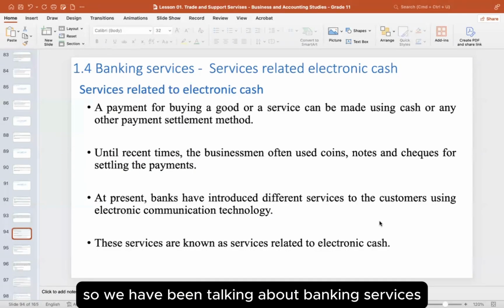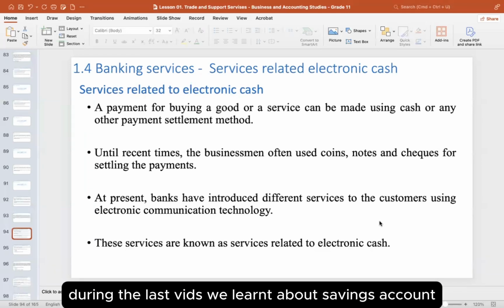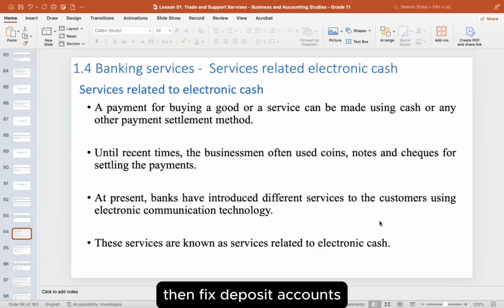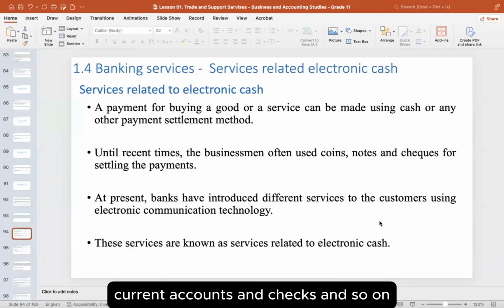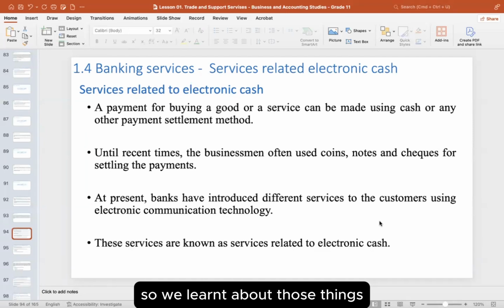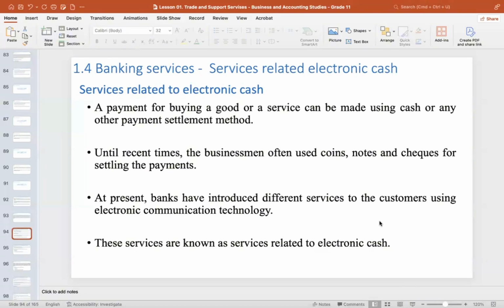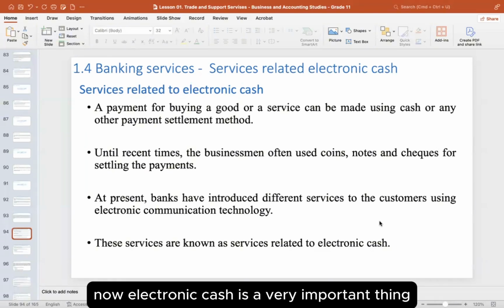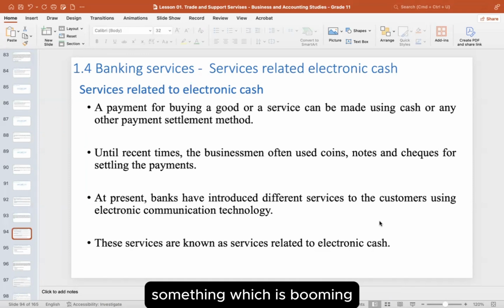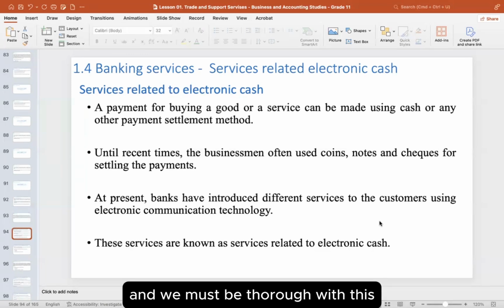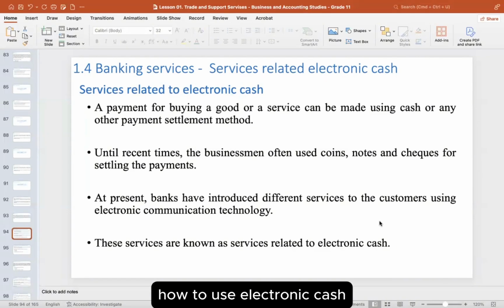Okay, students, we have been talking about banking services. During the last weeks, we learned about savings accounts, then fixed deposit accounts, current accounts, and checks, and so on. Now we are going to talk about services related to electronic cash. Electronic cash is a very important thing, something which is booming, and we must be thorough with this, not just for the exam, but for our lives, on how to use electronic cash.